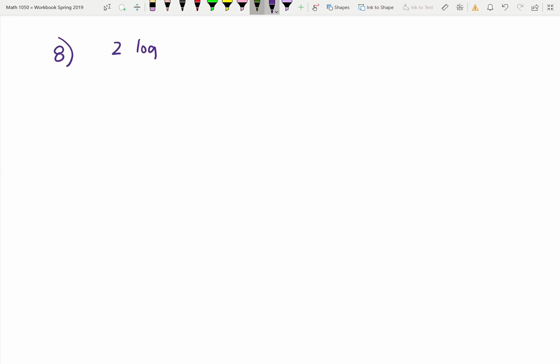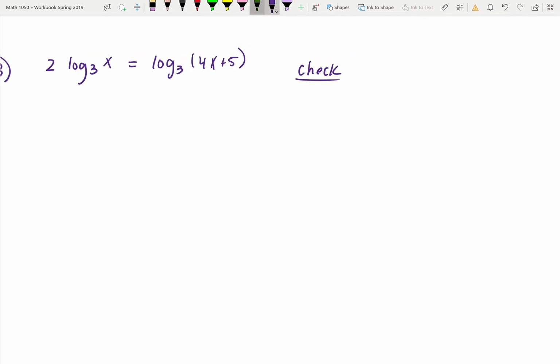Here's number 8. 2 log base 3 of x is equal to log base 3 of 4x plus 5. First of all, it's given in log form, so I know I'm going to have to check it. So I'm going to put check right there just so I don't forget. When I look at this, I see log base 3 of something and log base 3 of something. They're not just the logs over there because of the 2 sitting in front on the left-hand side, but I can easily make it part of the log by pulling it up right there.